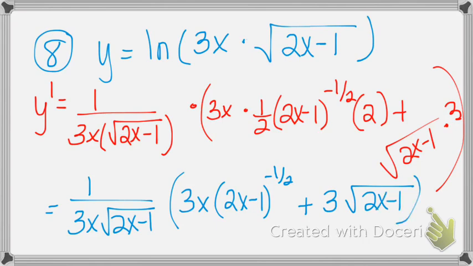And then at that point, you just leave it. There's not a lot to simplify. Usually there is with product rule, quotient rule like on the last one, but with product rule, it's usually not very nice looking.